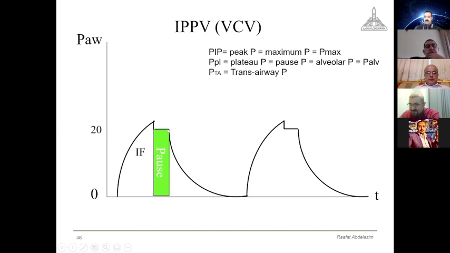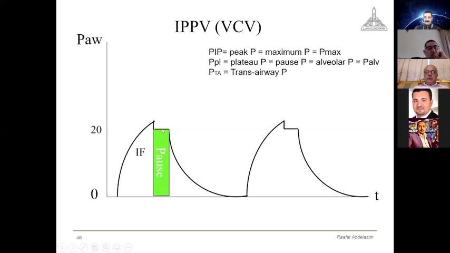At this time, no flow. There is no flow, so there is no resistance. There is no pressure increase. And the volume given to the patient will be distributed to the terminal parts of the lung and will be redistributed from alveoli with low compliance to alveoli with high compliance.